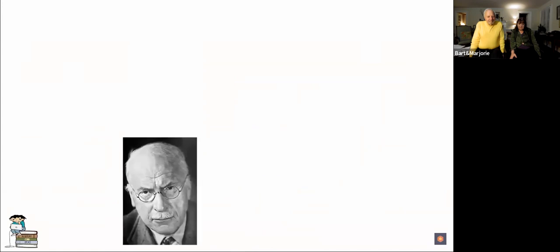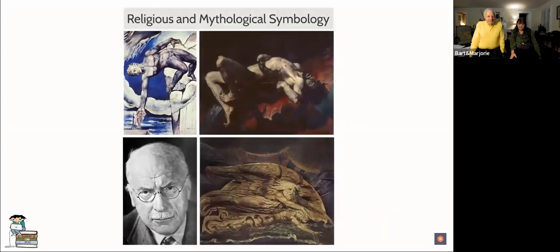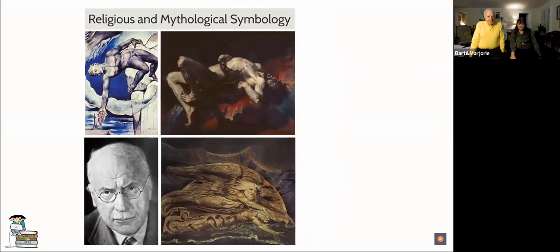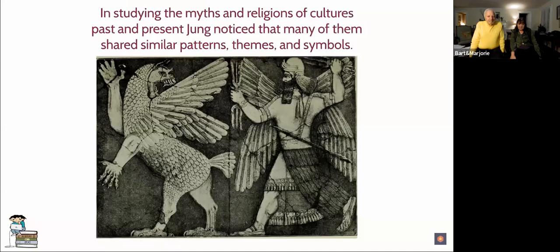Carl Jung, in addition to being a practicing psychiatrist, was one of the foremost experts on the study of religious and mythological symbology. It was work in both these fields that led him to the discovery of the archetypes. In studying the myths and religions of cultures past and present, Jung noticed that many of them shared similar patterns, themes, and symbols. This was interesting in its own right, but what further piqued Jung's curiosity was that some of these same themes and symbols arose in the dreams and fantasies of patients who suffered from schizophrenia. What could account for such similarities?